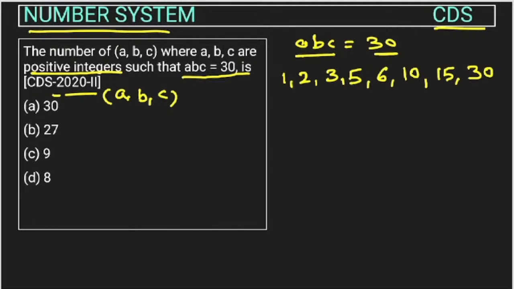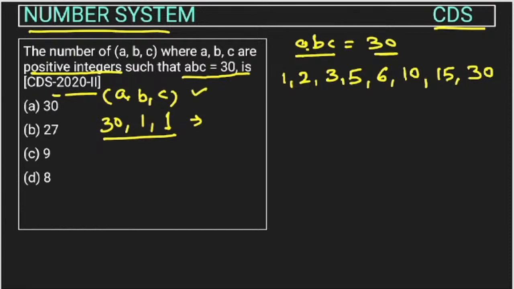So suppose A is taking 30, so B can take any value, so B can be 1. Here it is not given that they should have different values, so C can also be 1, right? So this is one possibility. ABC will be 30 if the value of A is 30, B is 1, C is 1. Then if we multiply, we get 30, right? But it is also possible that the value of A is 1 and B is 30. So this group will change, right?